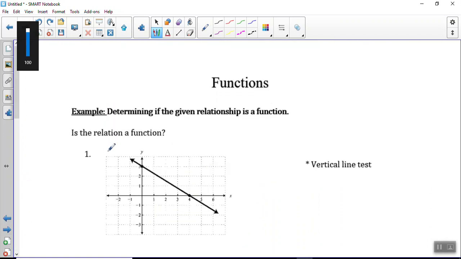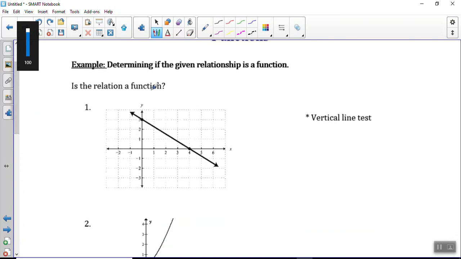All right, so here's some examples on determining if a given relationship is a function or not, okay? So it says here, is a relation a function? When we look at this, we're going to look at the graph, and I wanted to talk to you about the vertical line test. What's unique to a function is, when you have an x value on the number line, it always has one y value, okay? It's not going to have another y value somewhere down here.